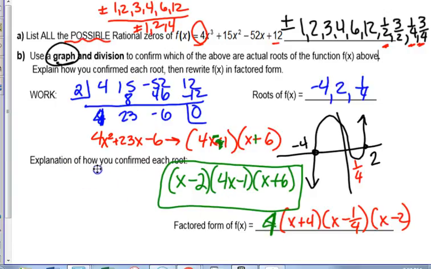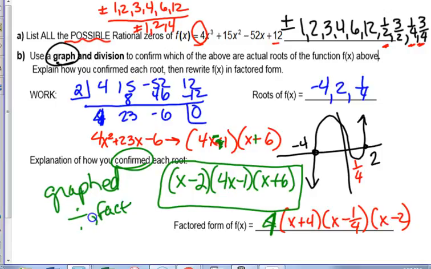For your explanation of how you confirmed it, you could say I did synthetic division, the remainder was 0. I factored part of it, or you could just say I checked on the calculator and found all the zeros, okay? So you either graphed it or you divided and then factored, okay? No fancy words needed. All right.